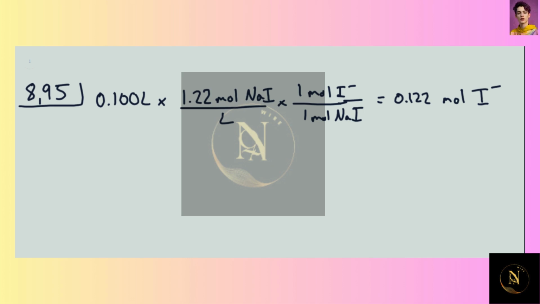So now we can set some variables here. So X will be equal to the moles of silver iodide. And we'll say that Y is equal to the moles of mercury iodide, Hg2I2.